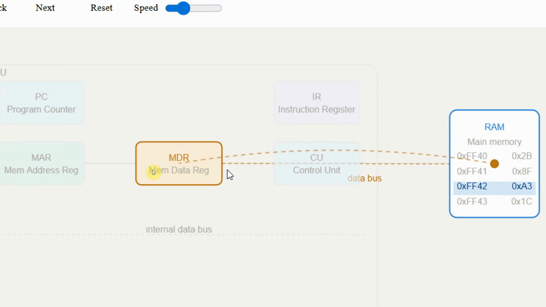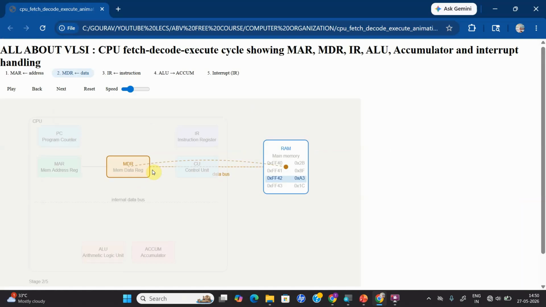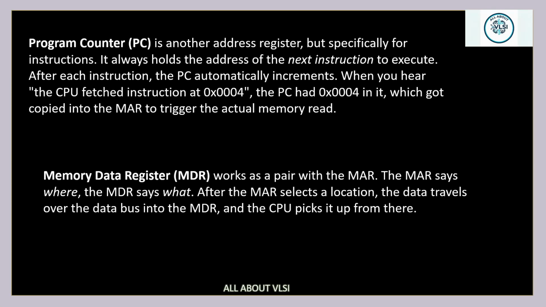So this is where the data is being stored after the processor provided the address to the memory address register. That is what the memory data register does. It works as a pair with the MAR. MAR says where and the MDR says what. After the MAR selects a particular location, the data travels over the data bus into the MDR and the CPU picks it from there, right? So this is how the memory data register works with your MAR.